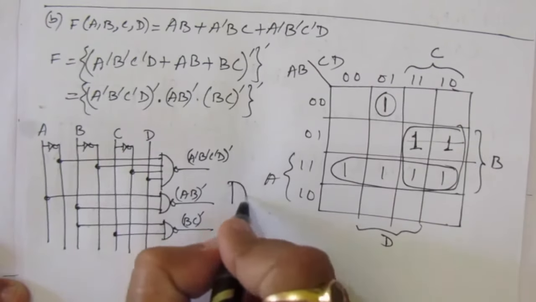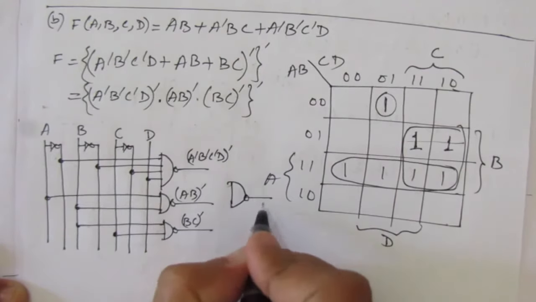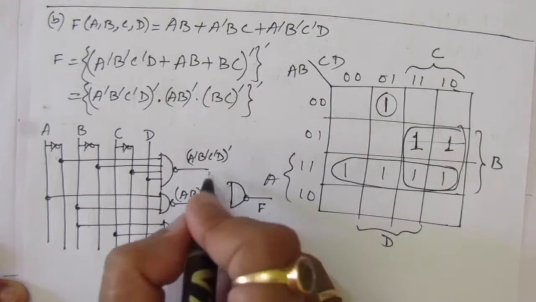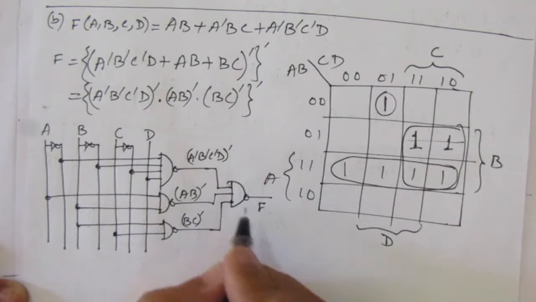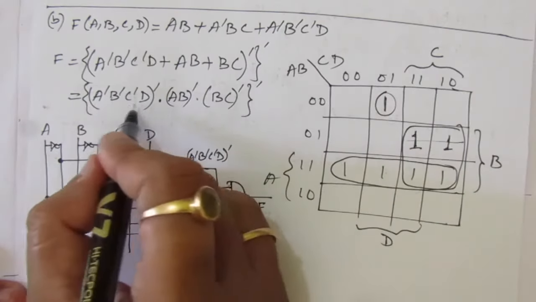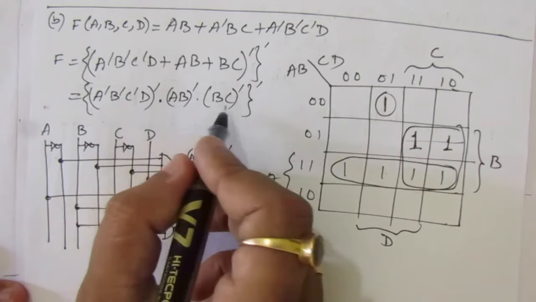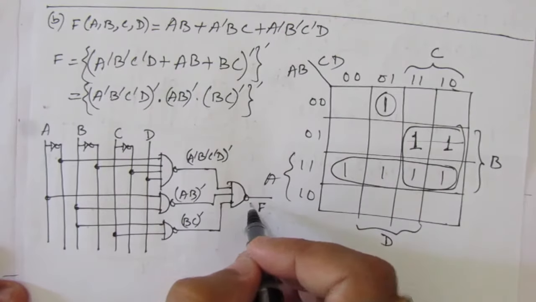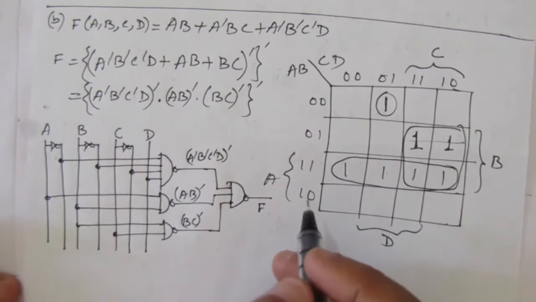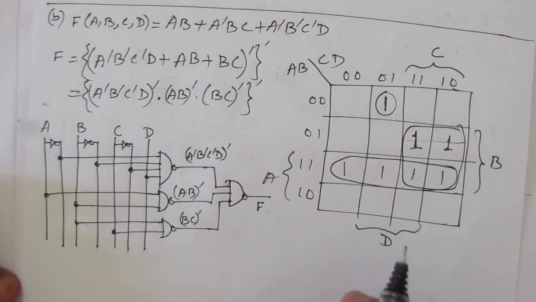Then we'll use here a 3 input NAND gate and we'll get here the function F. The inputs will be these 3, because these 3 terms are in multiplication and we have a whole complement. This is nothing but the complement. So this is the solution of the second part of this problem.